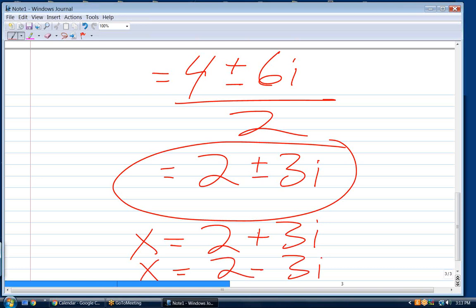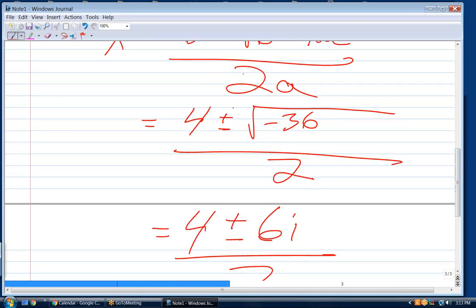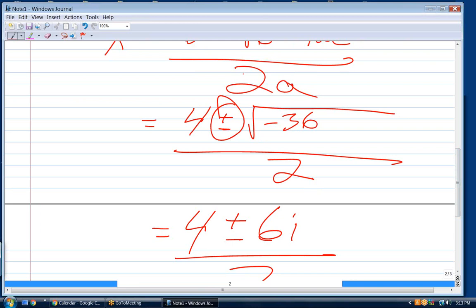And just for your information, complex answers always come in pairs that are conjugates of one another. If I told you that one solution to a quadratic was 2 plus 3i, you would immediately know that there is a second solution that is 2 minus 3i. They never come alone. You're never going to have an imaginary solution that's just that. And you can see why, because that plus and minus is always going to give you two different solutions, one being the conjugate of the other.